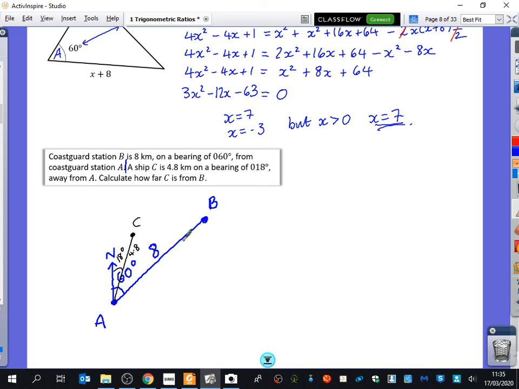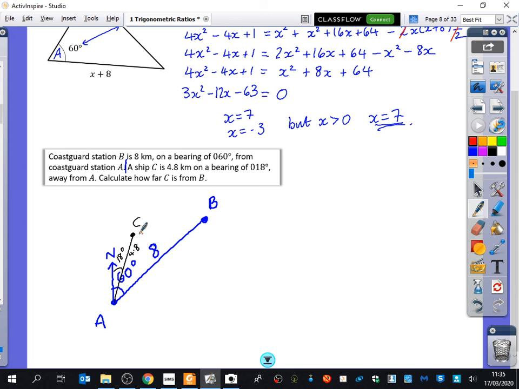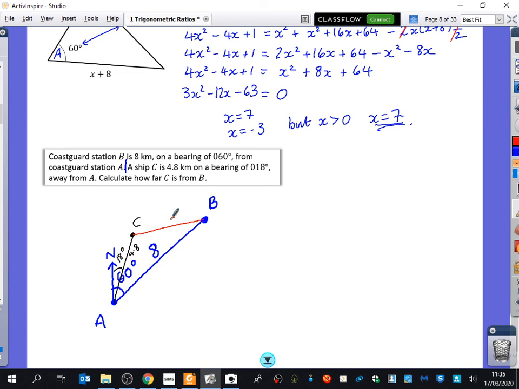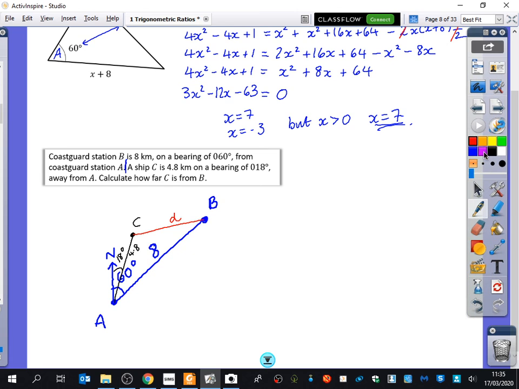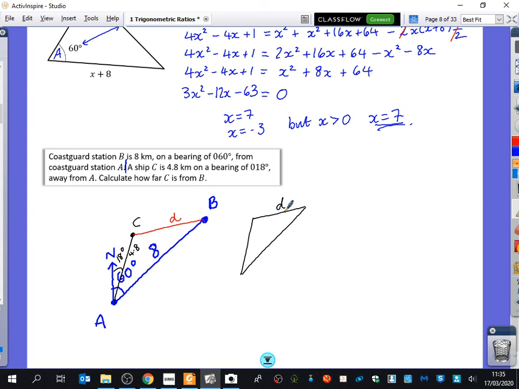And the thing the question wants us to find out is how far C is away from B. So this is the distance that we're trying to find. What do you think might be a good idea? I've already said it. Redraw it, because it's kind of messy to see. So I'm going to draw out what this triangle looks like. This is the thing I'm interested in. And I know this is 8 and that this is 4.8. What else do you think I should be finding out then? Yeah, this angle here. It's going to be 60 minus 18, which is 42 degrees.